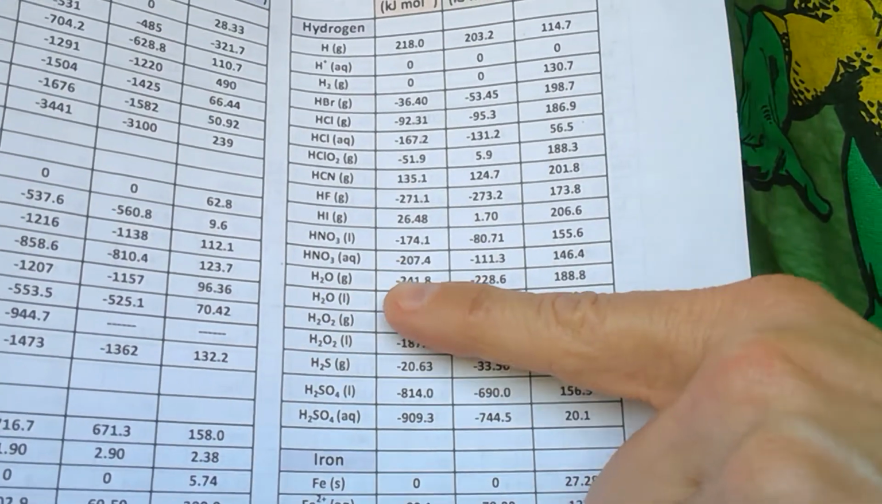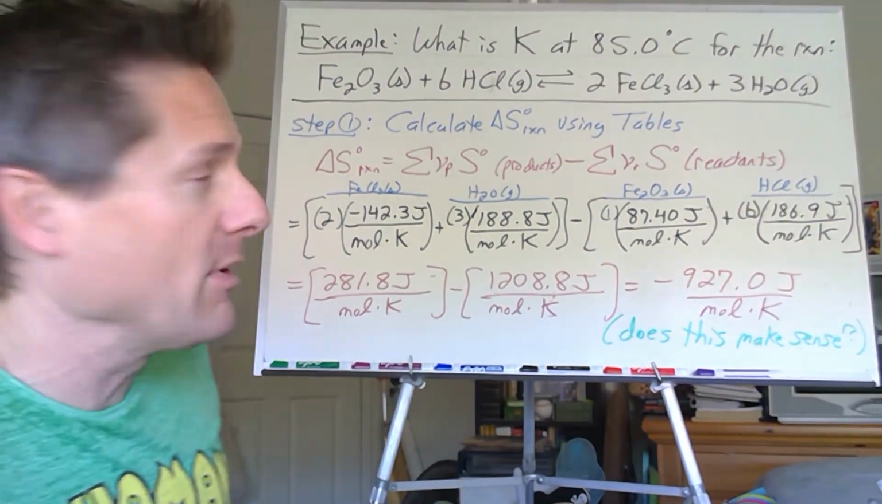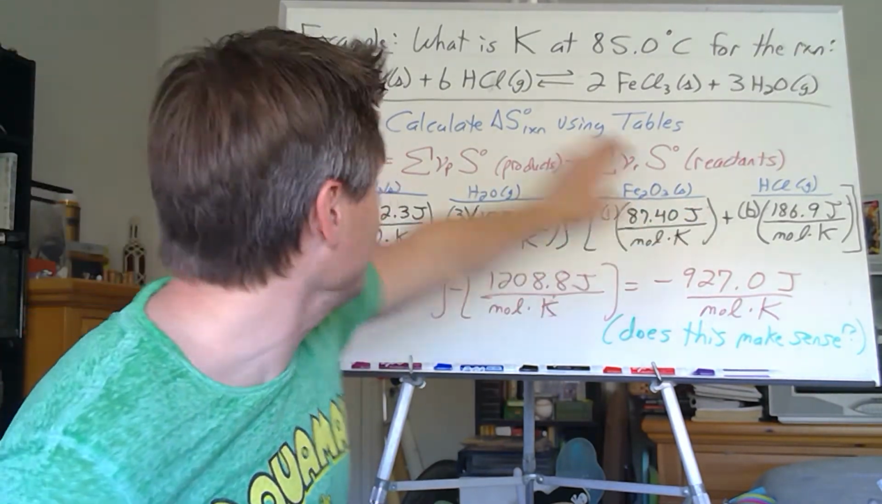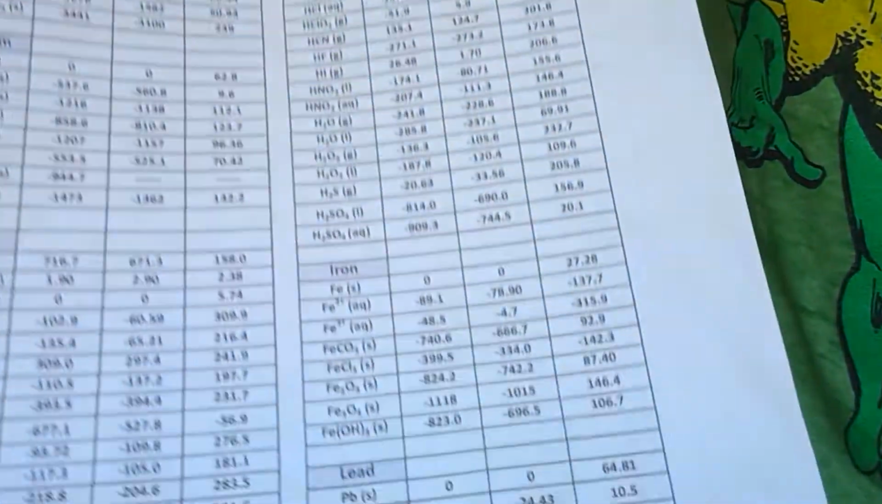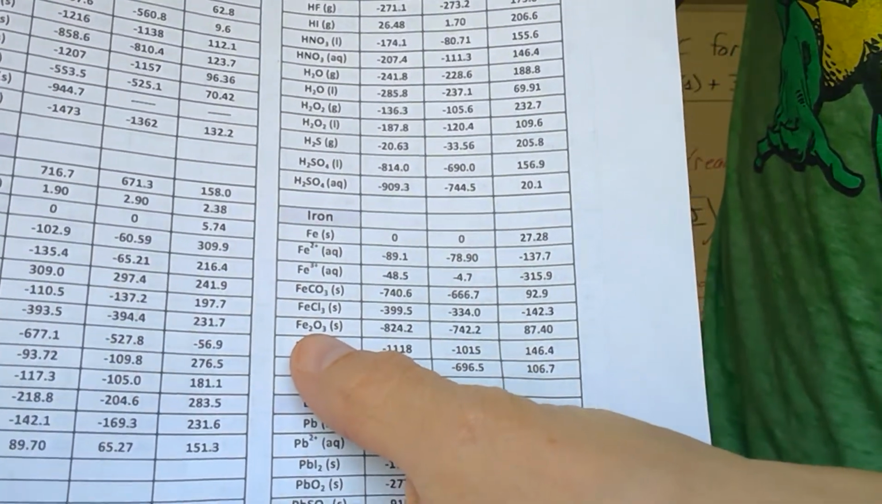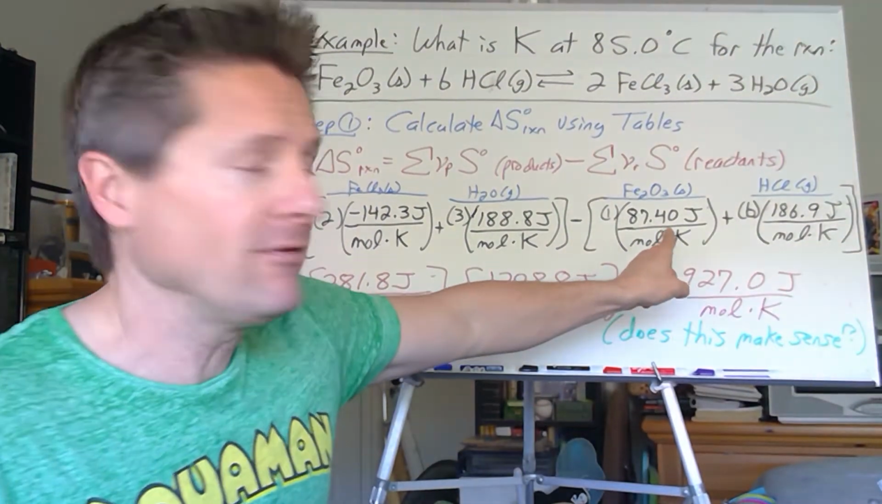Go to the very last column, and I get 188.8 joules per mole Kelvin. That's the summation of our products minus the reactant. So I have 1 mole of Fe2O3 solid. So 1 times. Let's look up Fe2O3 solid. So there's iron. Fe2O3 solid is right there. Go to the last column and I see 87.40 joules per mole Kelvin.